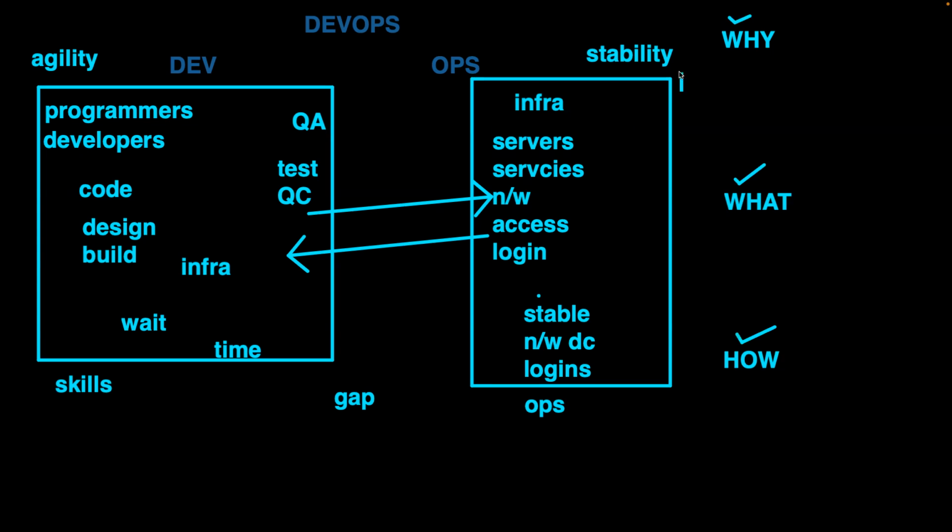Yes, that is to eliminate the gap between the teams. That's one of the reasons. Is that the only reason? Definitely no, that's one of the reasons why DevOps came in. What is the other reason? Right? What are the other reasons? Is it just because of the gap? What are the other reasons?